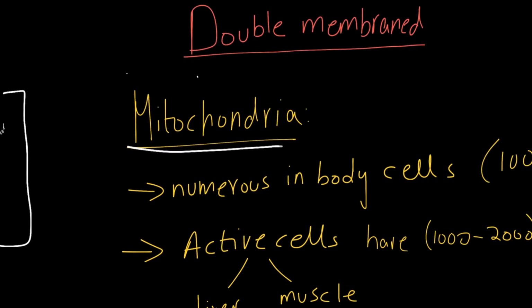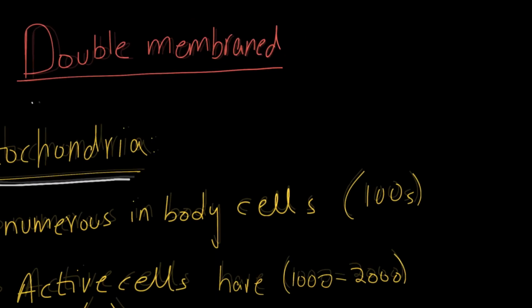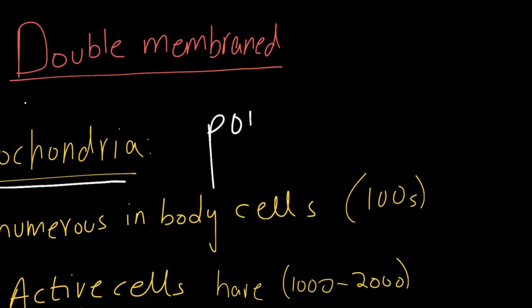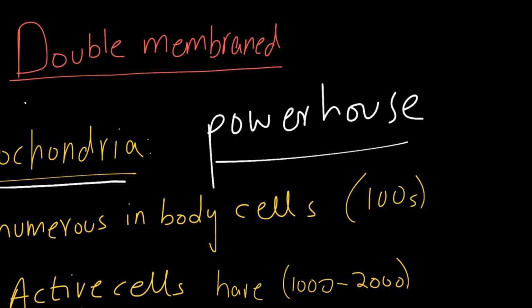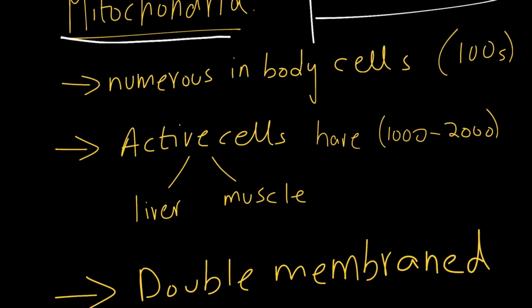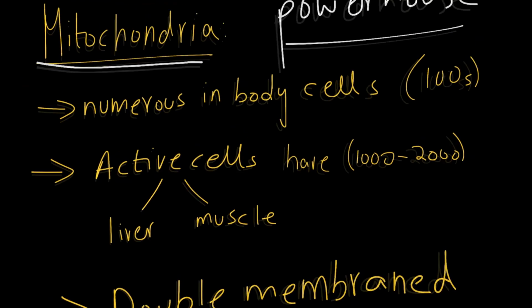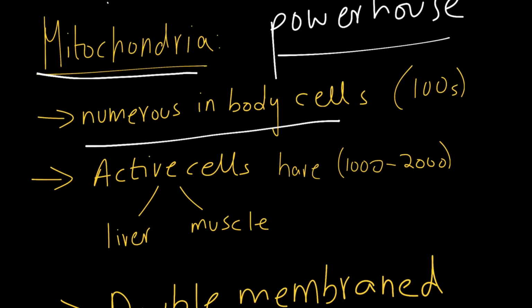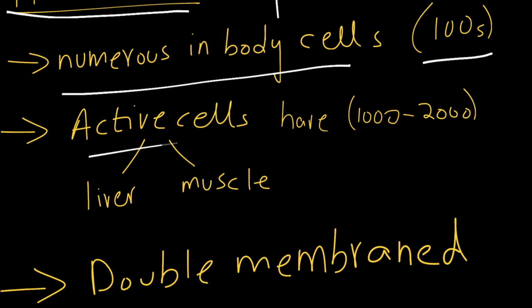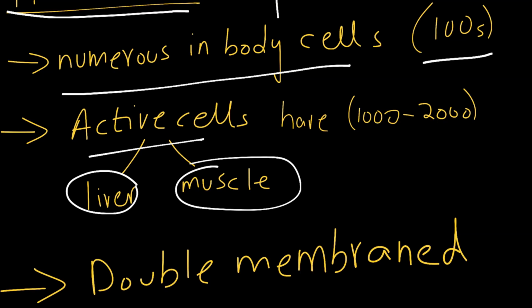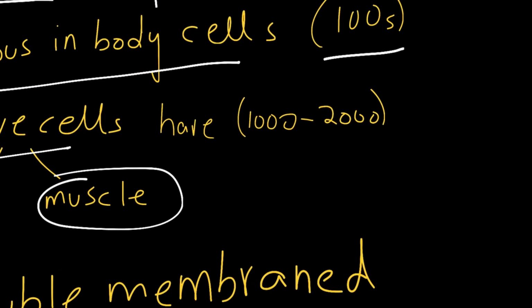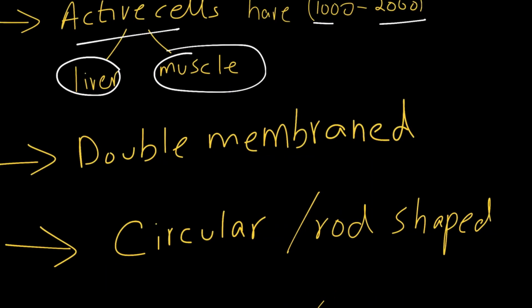So, mitochondria is the first organelle, right? I mentioned it is the powerhouse of the cell. Initially, I had mentioned that, and we'll see how. First of all, there are numerous mitochondria in your body cells. There are hundreds, right? And in the more active cells, meaning liver and muscle cells which require constant energy, we have more. We have 1,000 to 2,000 mitochondria present in those body cells.